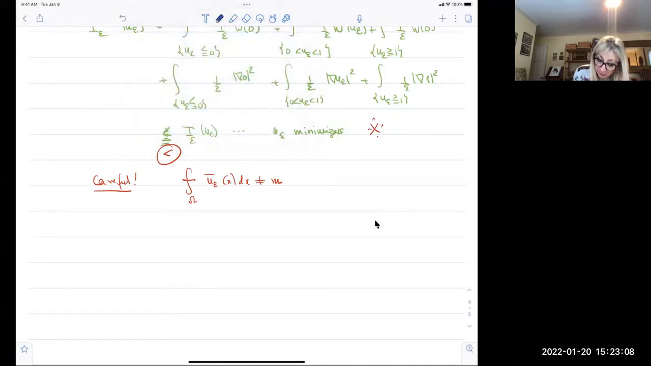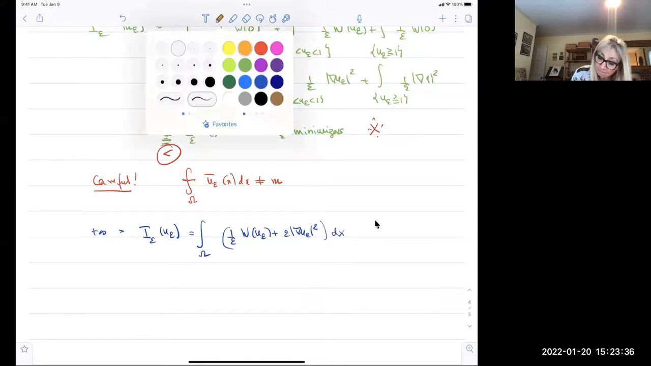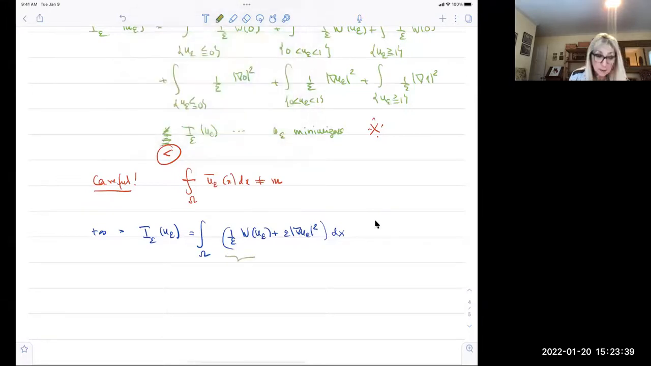we already proved that plus infinity is bigger than this I epsilon of u epsilon. That was something that we proved before, maybe lecture 1 or lecture 2. Okay. And again, let's write what that is. That's the integral of (1/epsilon) W of u epsilon plus epsilon grad u epsilon squared dx. That is what I'm going to call an a square. I'm going to call this a b square, and I'm going to use Young's inequality, or if you wish, Cauchy-Schwarz.